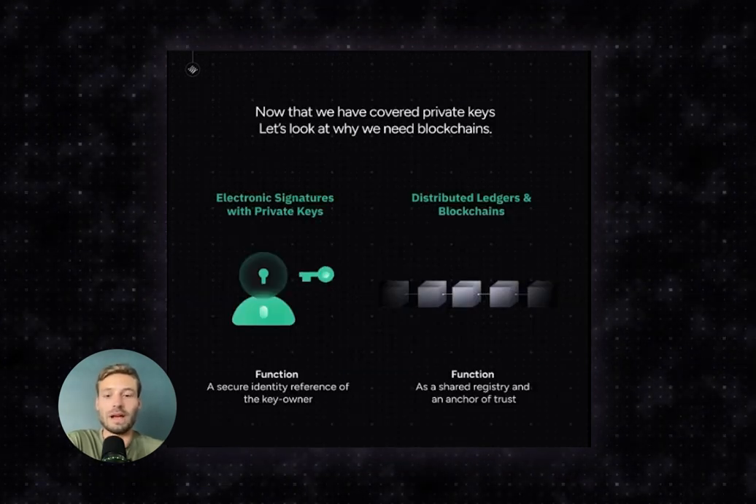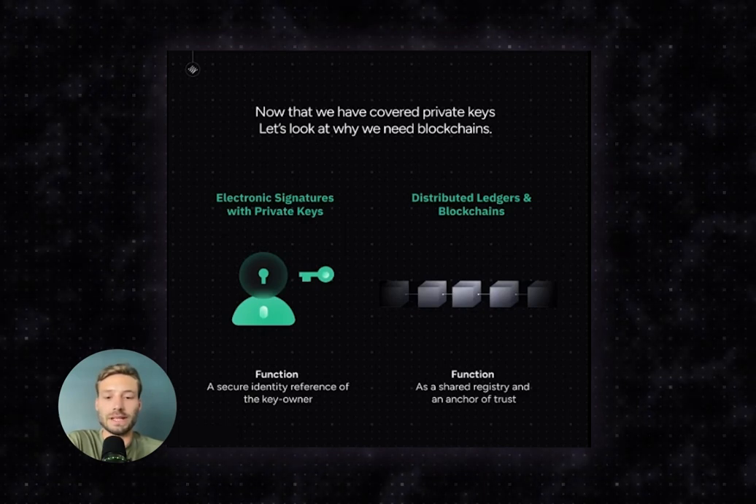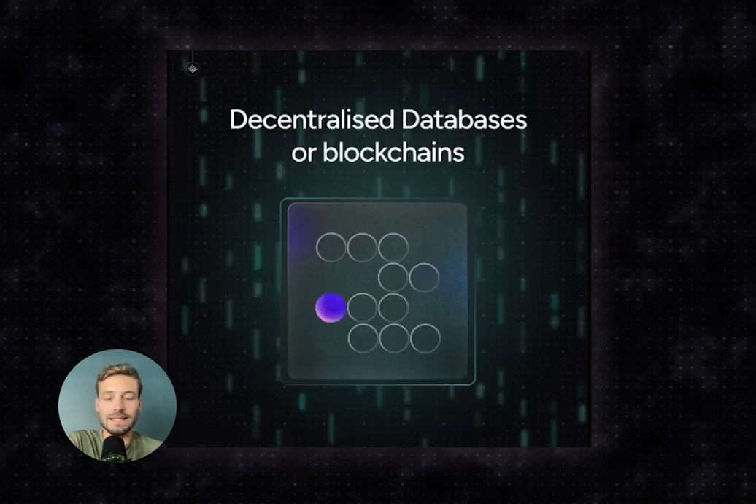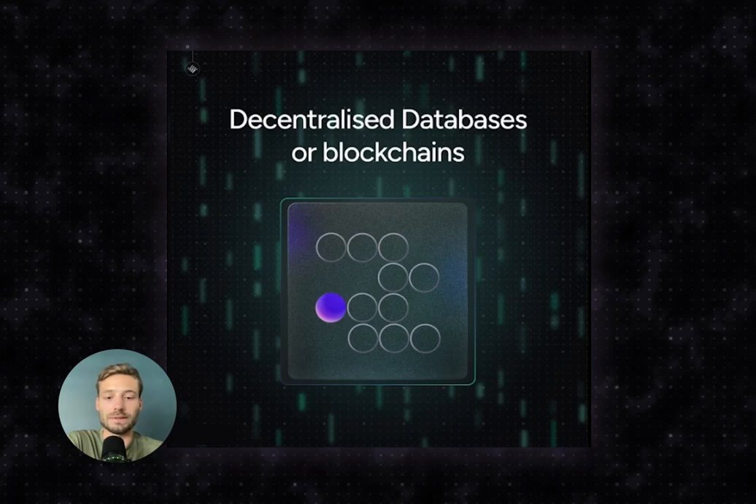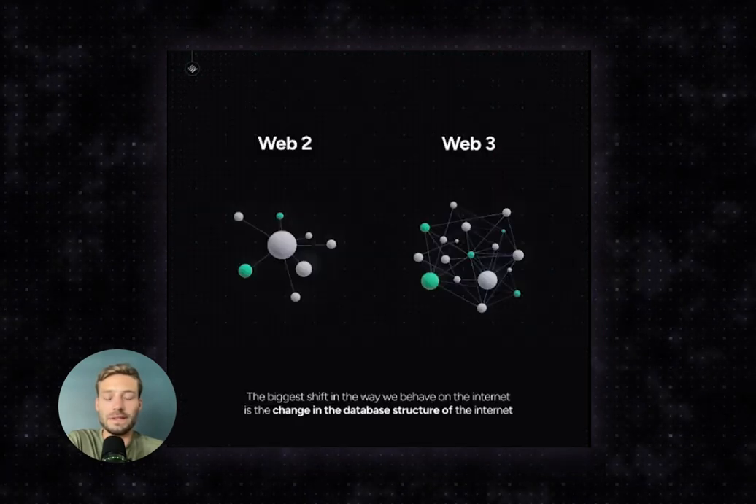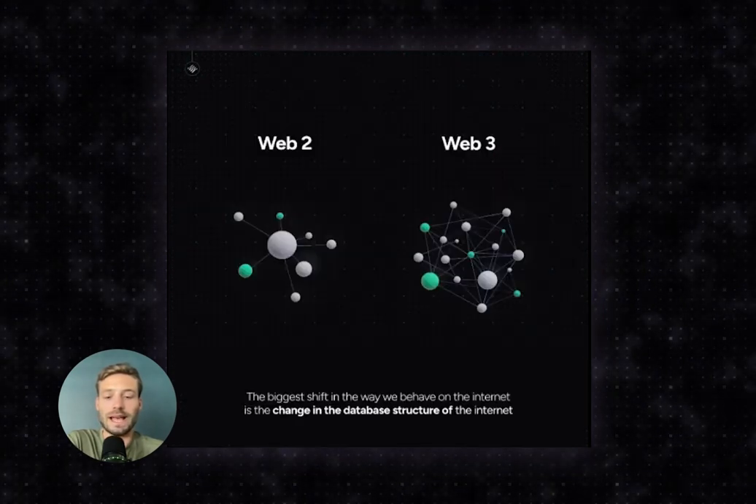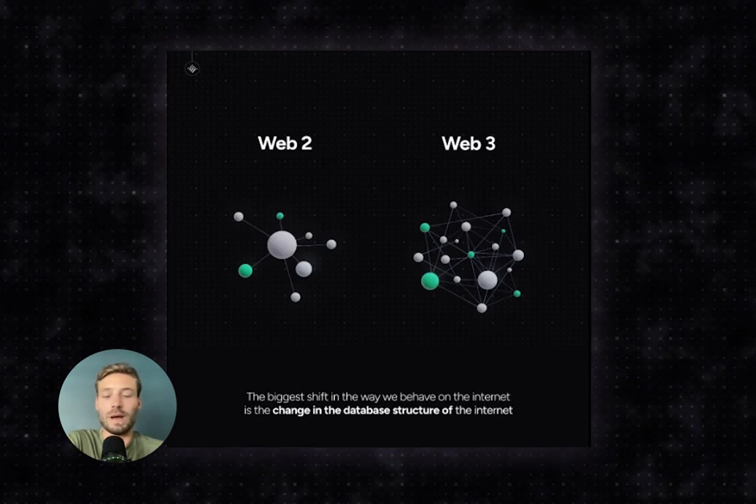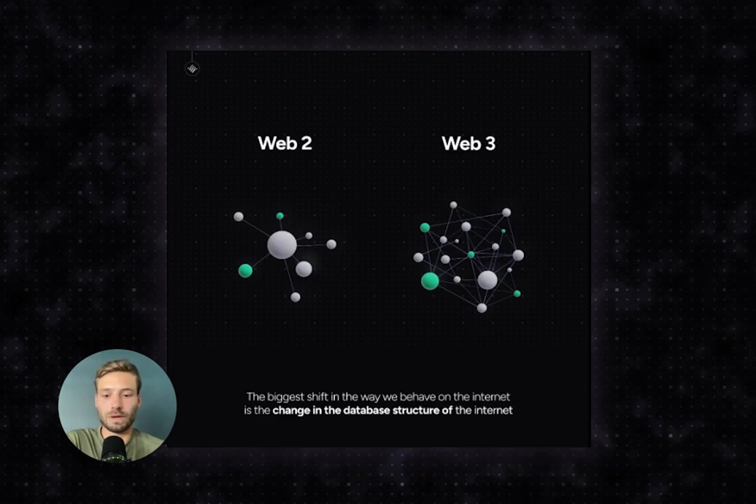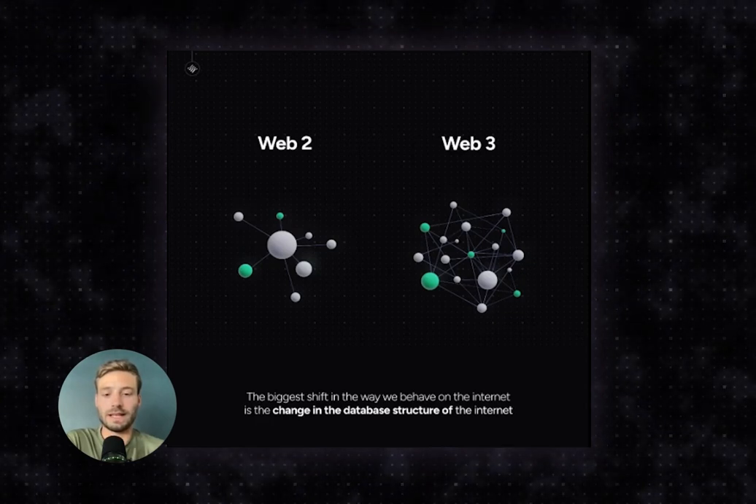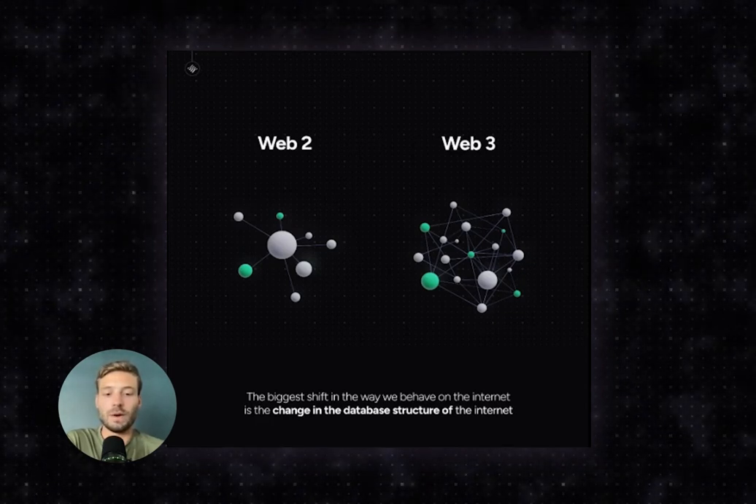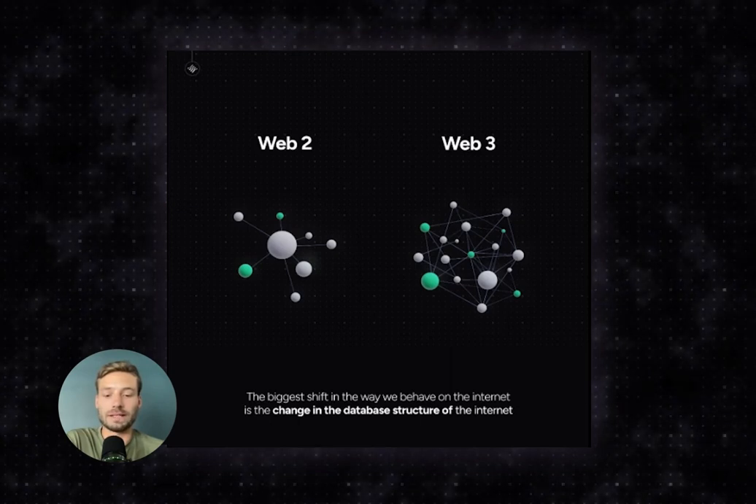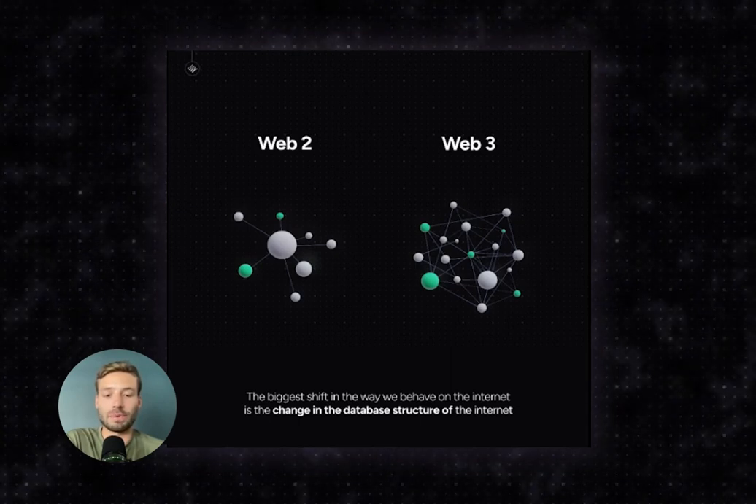So now that we've covered private keys, let's look at why we need blockchains, decentralized databases. The biggest shift in the way we behave on the internet has been the current change in the database structure of the internet. From a Web 2, where we were using centralized servers and databases, to a Web 3, where each copy of the network is stored on different nodes that support the network.